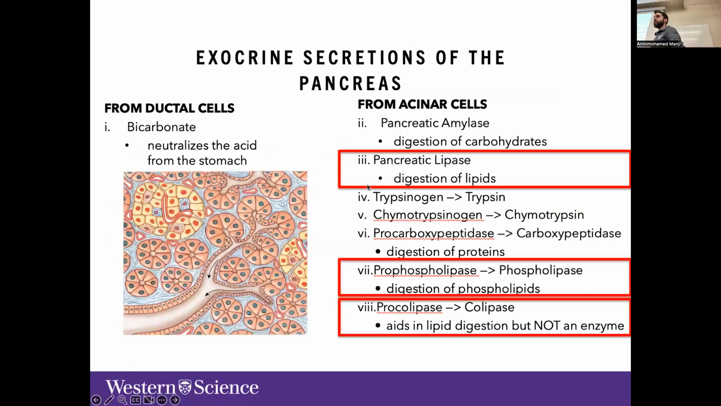Okay, so again, pancreatic lipase coming from your acinar cells. You also have colipase coming from the acinar cells as well. And it originally starts as, again, an inactive protein. But again, keep in mind, once it's activated, it's still not considered an enzyme. Okay, it's a protein helper.